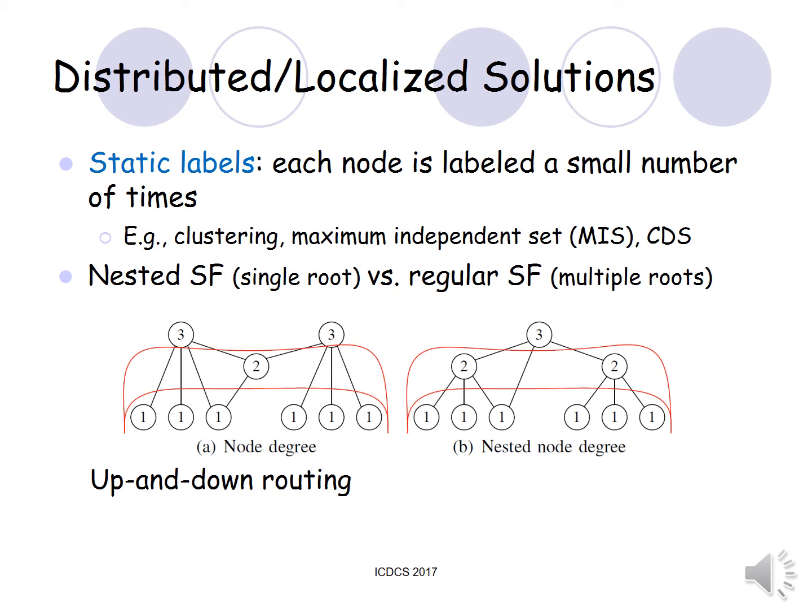We show through many traces that this nested scale-free tends to generate DAG structures with one root instead of multiple roots. This can facilitate efficient routing, especially up-down type of routing.